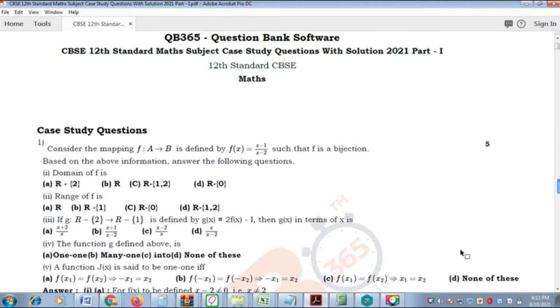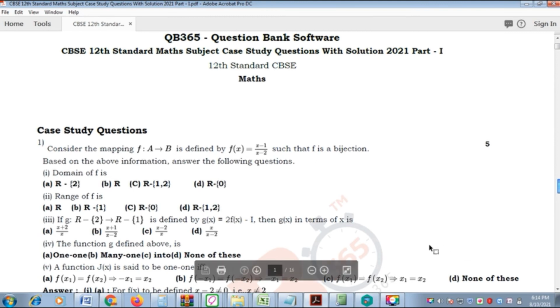Now we are going to discuss 12th standard mathematics case study questions. QB365 plans to give 2 different parts of case study questions for the 12th standard math subject. This is the first part, in which we will provide case study questions with complete solutions.